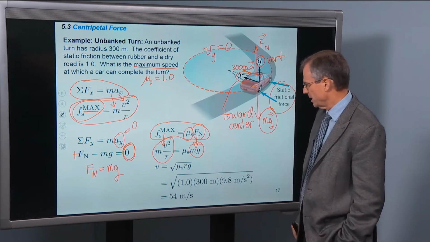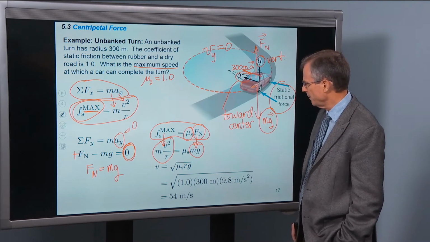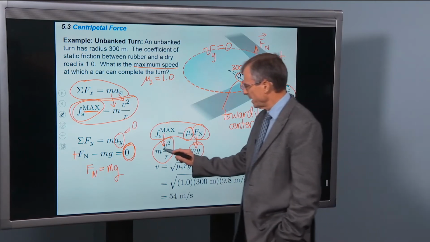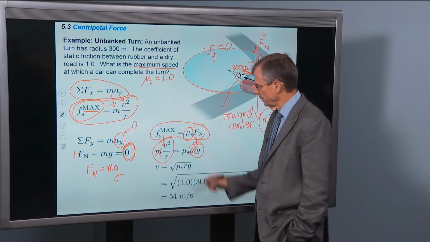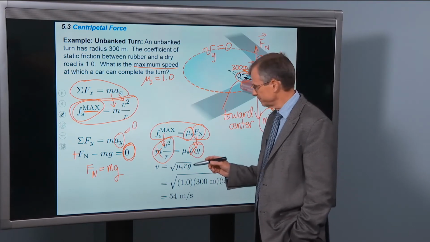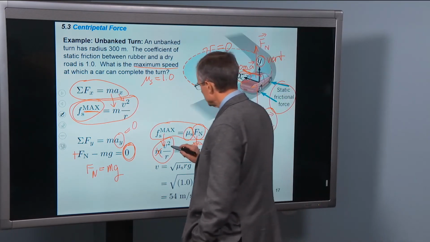And we are pretty much done, because notice how amazing our life gets at this point. The masses cancel on either side of the equation. Multiply both sides by r to cancel out the r's.